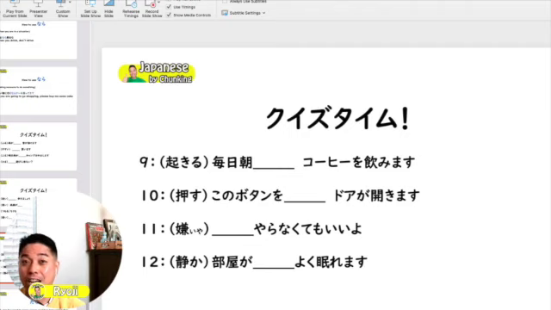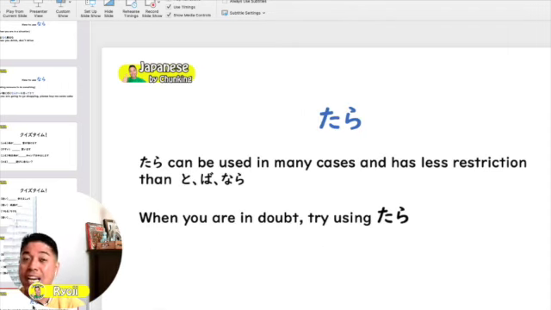Okay, so if you need more time, please pause this video and you can answer all these questions. Lastly, I just want to mention one thing. ただ can be used in many different cases and has less restriction than と、ば、なら. So when you're in doubt, try using ただ and in most cases, you will be okay. You'll be correct and they will understand you.